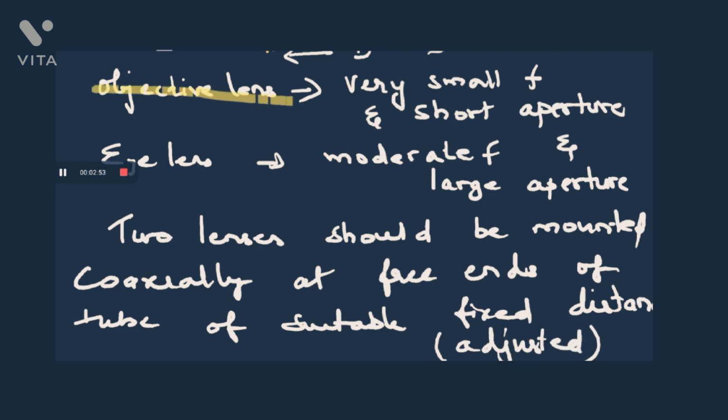So the objective lens has very small focal length and short aperture, the eye lens has moderate focal length and large aperture, and these two lenses should be mounted coaxially at the free ends of the tube at a suitable fixed distance. So this is the basic idea of it.